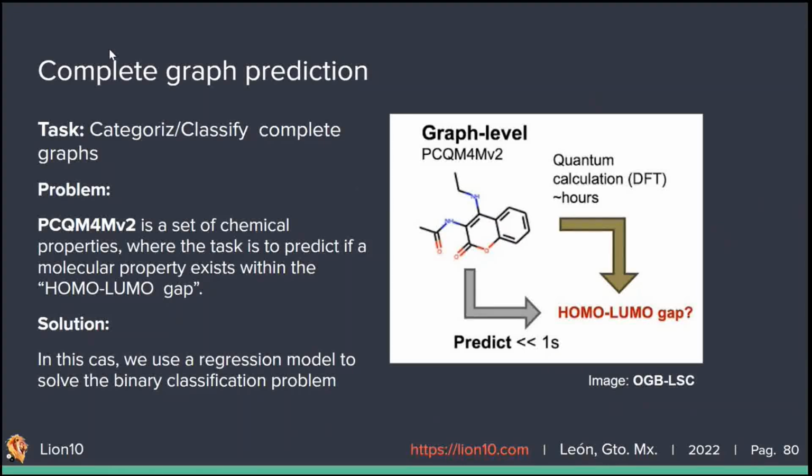Okay, so we've already covered complete graph prediction. Let's say that we have a graph, and we want to predict if this has a homo-lumo gap or not. That's pretty much a binary classification, and we covered this during the training scenario. So we would have essentially a trained model. We would pre-process this chemical, feed it forward through our trained model and generate a binary prediction. Yes, it has a homo-lumo gap, or no, it doesn't.